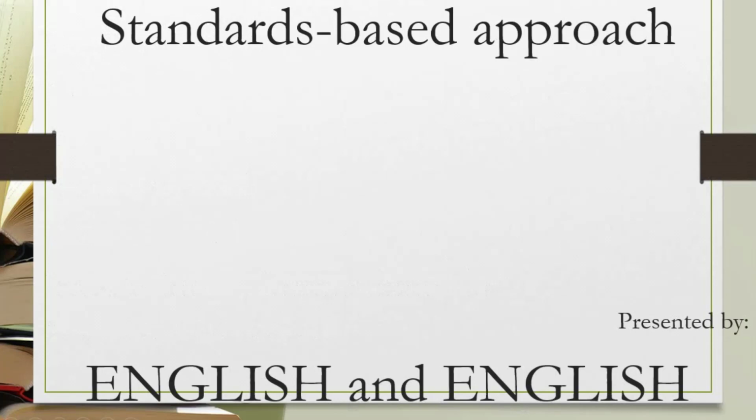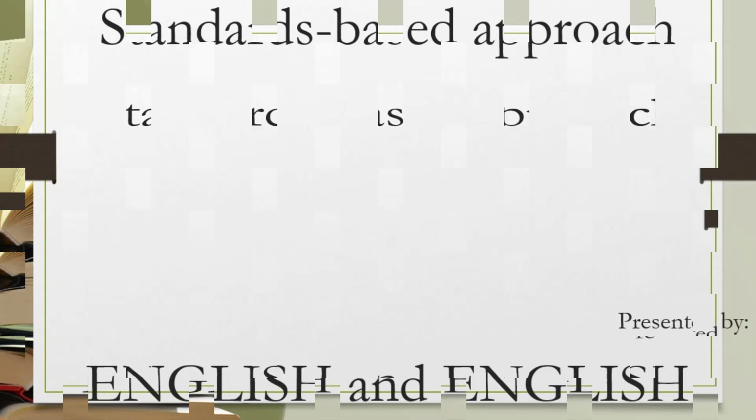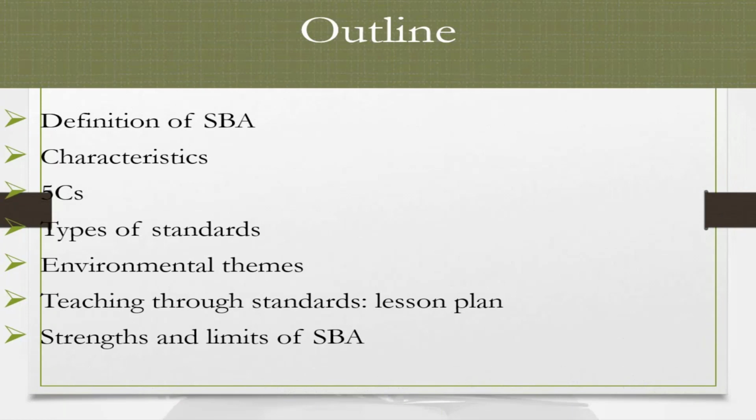Today we are going to study the approaches of teaching English language, and we are going to begin with the standards-based approach, اللي كتعني لنا بالعربية المقاربة بالاهداف. It is presented by English and English, and here we go with the outline. Well, in this presentation, we are going to give a definition of standard-based approach, the characteristics of this approach, the C5s, the types of standards, environmental themes, teaching through standards, lesson plan, and strengths and limits of standard-based approach.